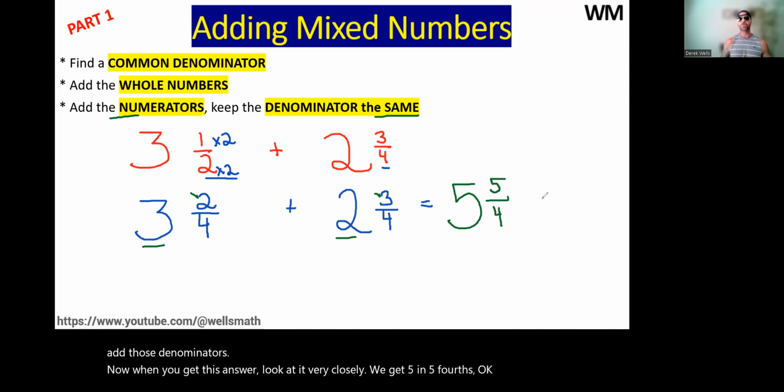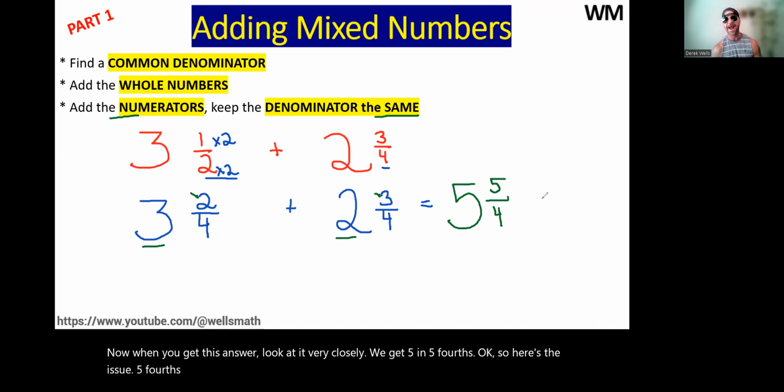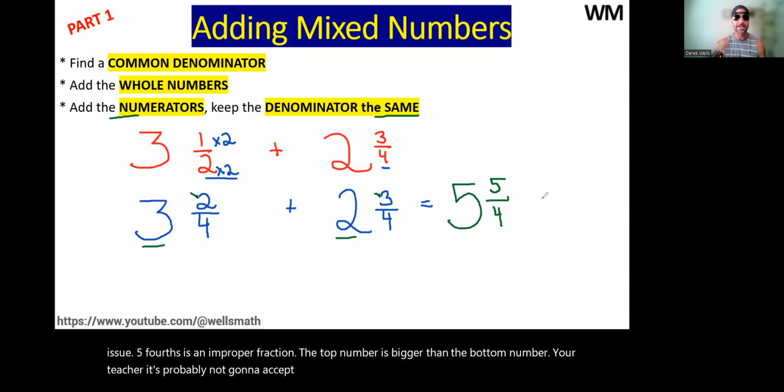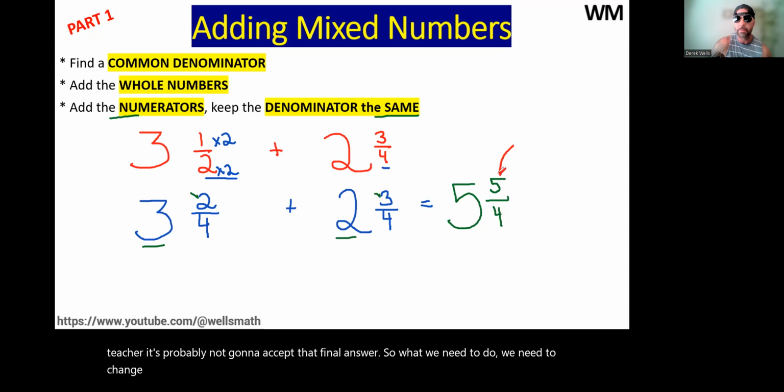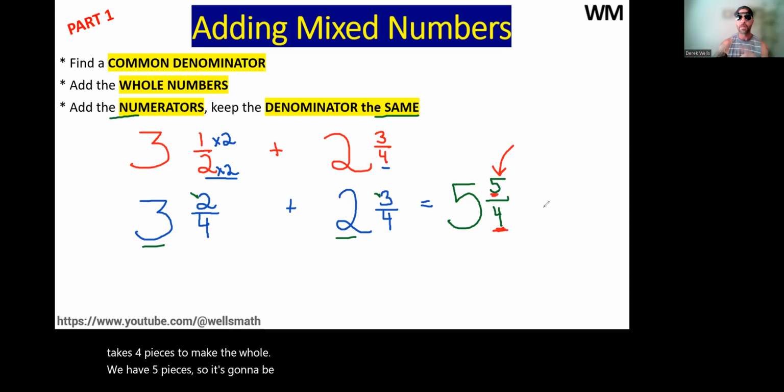Okay, so here's the issue. 5/4 is an improper fraction. The top number is bigger than the bottom number. Your teacher is probably not going to accept that final answer. So what we need to do, we need to change our improper fraction into a mixed number, because 5/4 is greater than 1 whole. Takes 4 pieces to make the whole. We have 5 pieces. So it's going to be equal to more than 1.